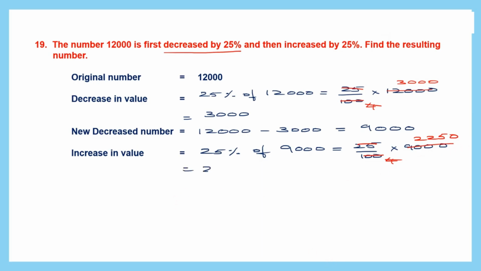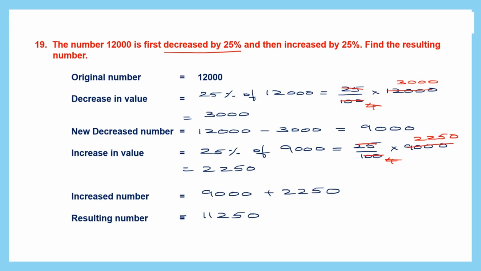So that is 2,250. So which is the increased number now? So the new decreased number was so much. In that, the so much has increased. So we can add up these two. So the increased number will be 9,000 plus this increase in value 2,250, and that is equal to 11,250, which is our resulting number. So our resulting number is 11,250, which is our final answer.